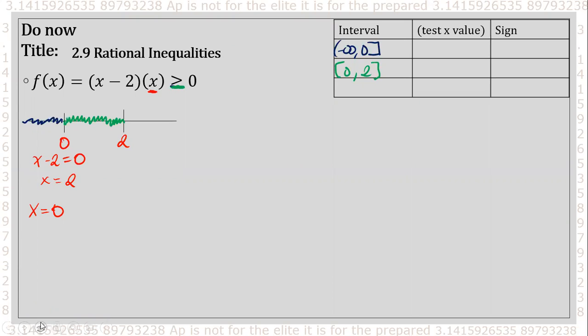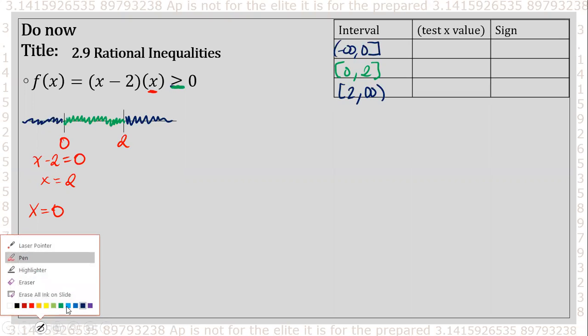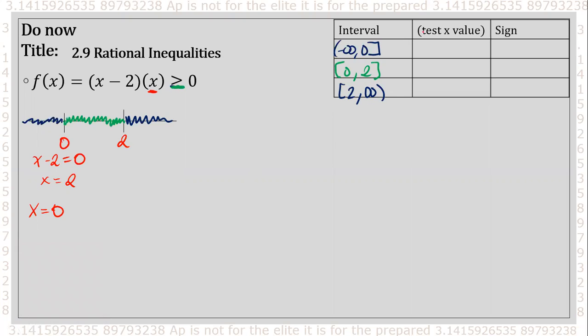And the last one is whatever's remaining. We can see that is all the numbers to the right of 2, and that is going to be bracket 2 to infinity. Okay, so from here, all we have to do is test values. The test value that I'm going to put between negative infinity and 0 is, let's say, negative 10. A number between 0 and 2, that's a 1. And the number between 2 and infinity, let's go with 10.